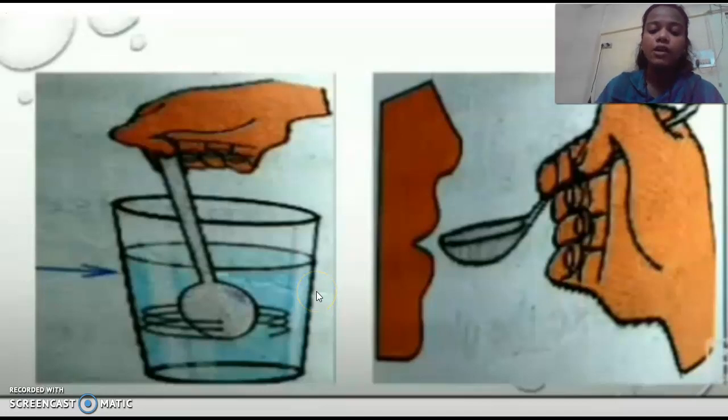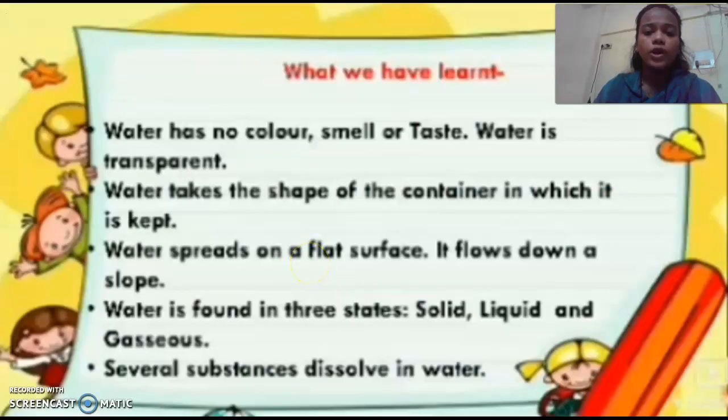So children, we have learned in this lesson many experimental things. We have demonstrated many experiments. Hope you enjoyed. And what did we understand? Yes, we learned that water has no color, smell or taste. Water is transparent. Water takes the shape of any container in which it is kept. Water spreads on a flat surface.